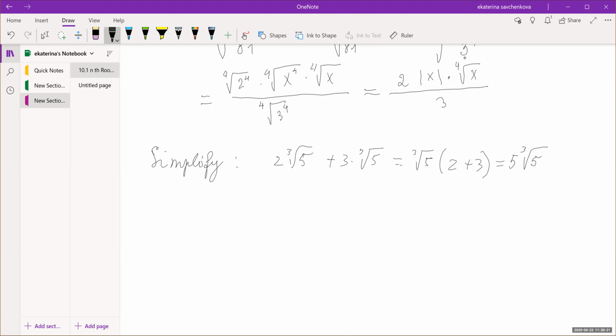Okay. Well, what else can we do with roots and simplifying? We can rationalize the denominator.